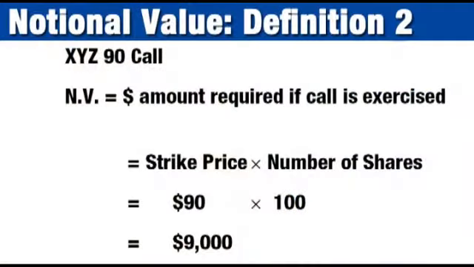A second definition of notional value, which really is the same as the first definition, is the total dollar amount of the transaction in the underlying instrument if an option is exercised. In the example above, using the XYZ 90 strike call, consider how much cash would be needed to purchase the underlying XYZ shares if this call were exercised. The exercise of a $90 strike call would be 100 shares of XYZ stock at $90 per share for a total dollar requirement of $9,000. So again, the notional value of this option in this example is $9,000 as seen here.